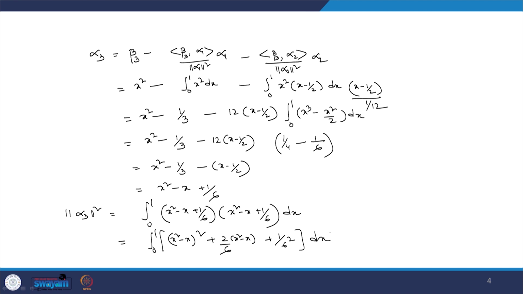So, after simplifications I will have in the end, I can write down norm of alpha 3 whole square equal to 1 by 5 into 36. So, please consider this as homework and check whether norm of alpha 3 whole square equal to 1 by 5 into 36 or not. So, this implies norm of alpha 3 equal to 1 upon 6 root 5.